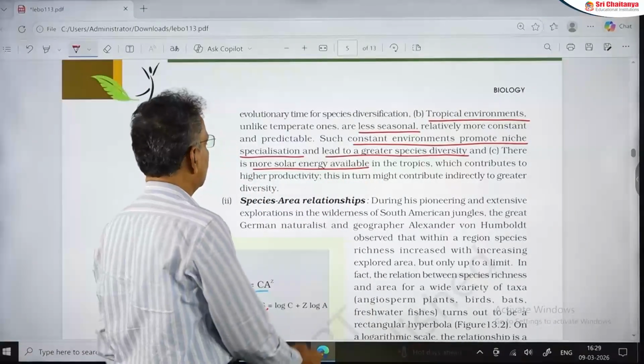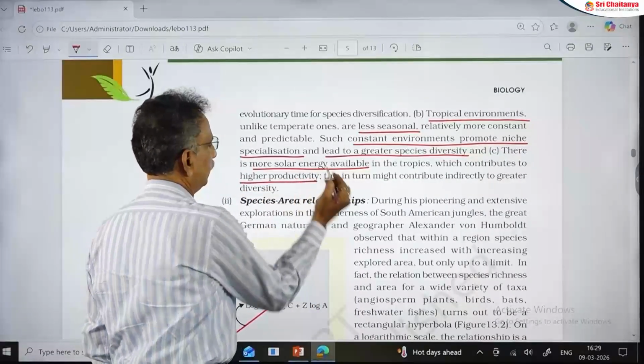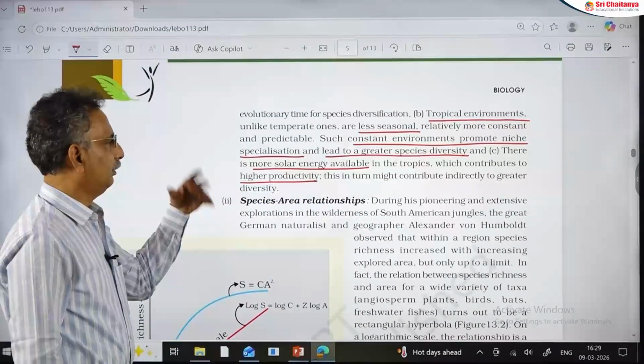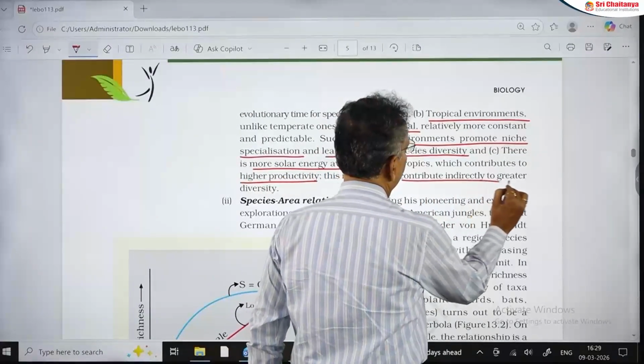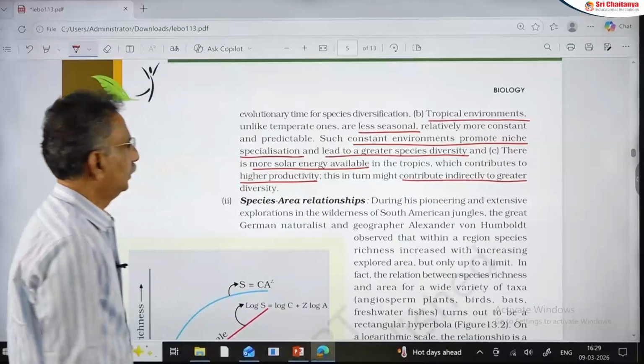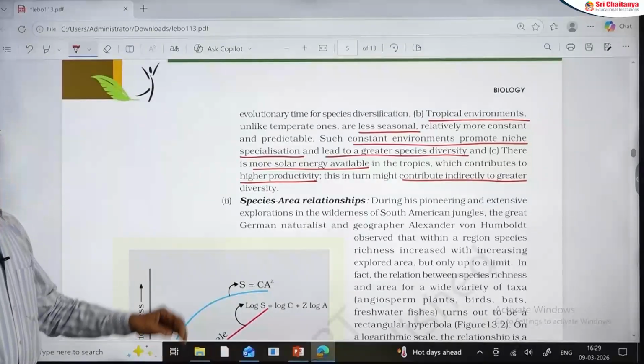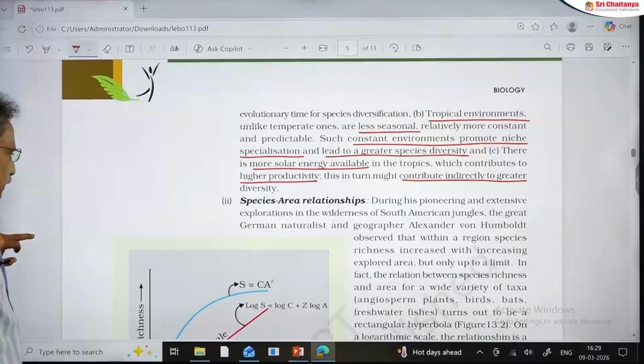The more the solar energy is available, the higher the productivity. So, the higher the productivity, automatically contributing indirectly to greater diversity. So, all the latitudes do not have equal conditions in this area.